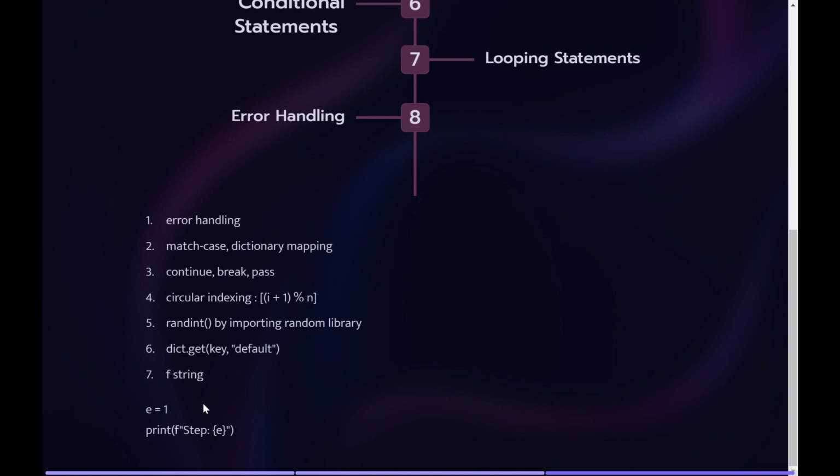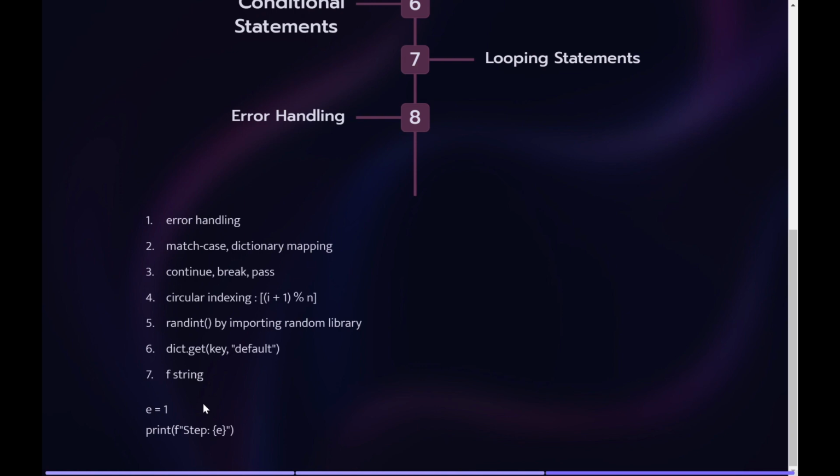And then we had something called the dictionary mapping. And then we went through the control flow statements, which were continue, break, and pass. Continue skips to the next iteration, break breaks the loop, and pass does nothing. No matter what your condition statement does, it is just going to let the code pass.